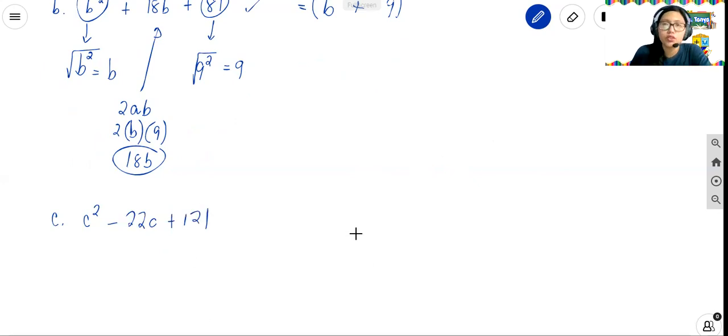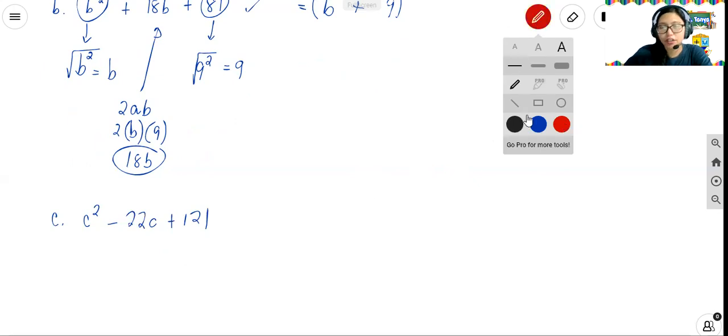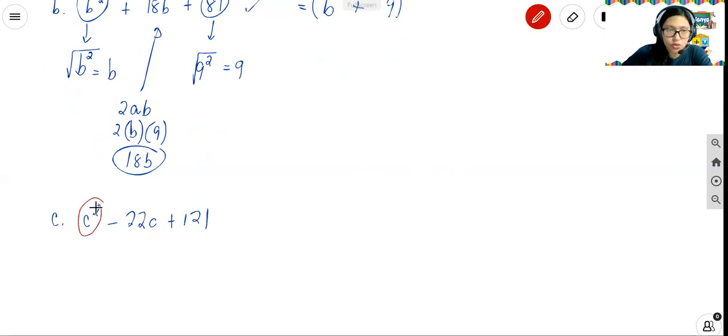Okay. So how do we do it? Of course, let's check first if they're perfect squares. So c squared, the square root of c squared is c. The square root of 121 is 11. Or 11 squared is equal to 121.